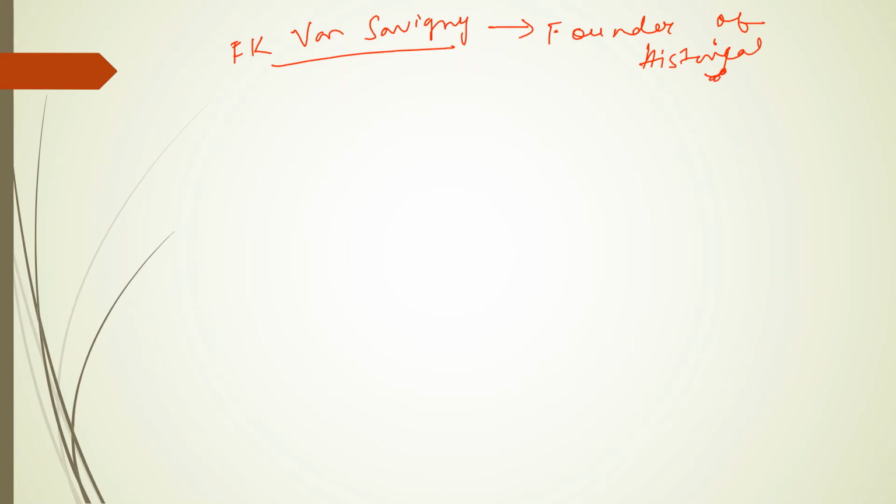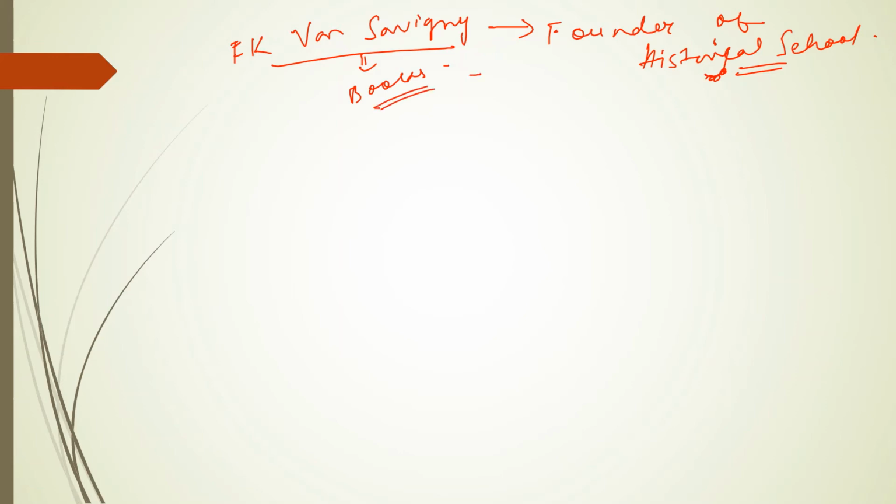So just now we have read about the historical school and the first jurist Montesquieu, Hugo as well. But who started this historical school? The founder of the historical school is F.K. von Savigny. He has written a lot of books. If you search, for example, the history of Roman law in the Middle Ages, as well as the law of possession, a lot of books he has written.